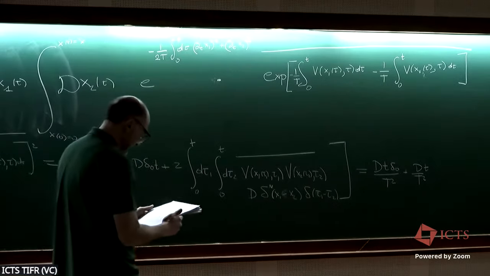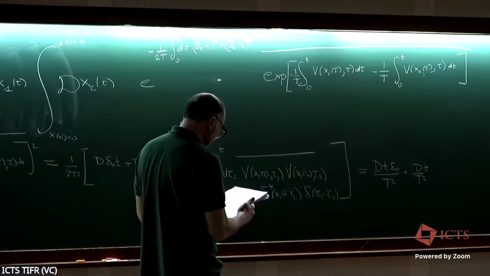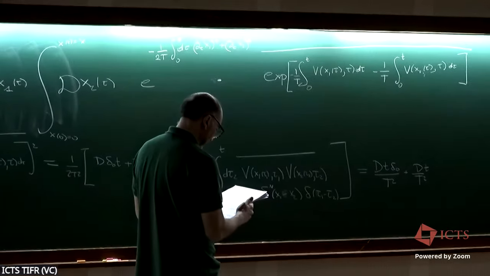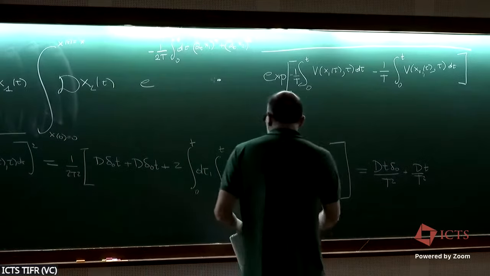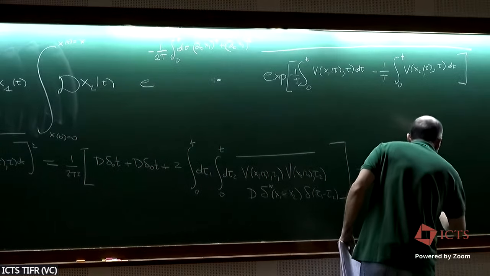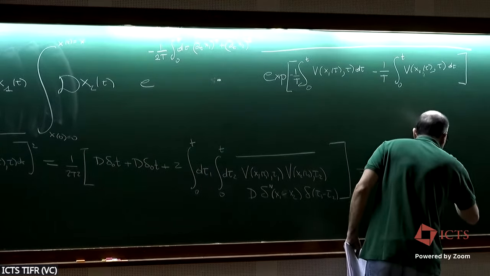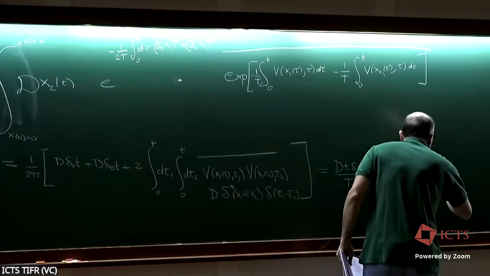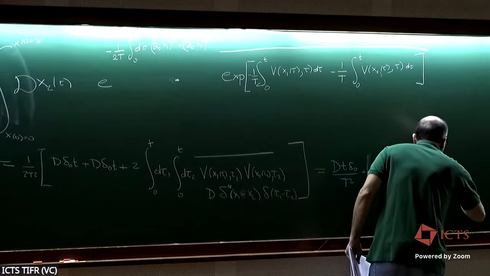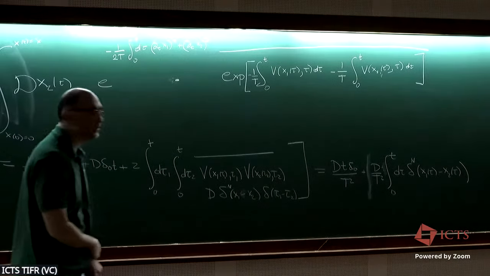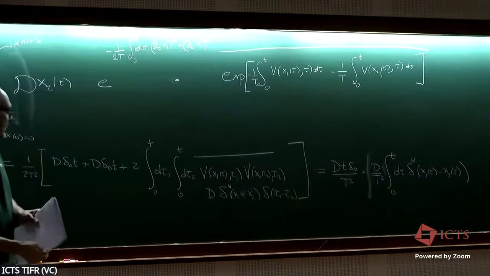X tau 1, X tau 2. Don't get this. Oh no, it's correct, so sorry. I let it like this. So it's like this. So do you agree on that? So I let this integral.